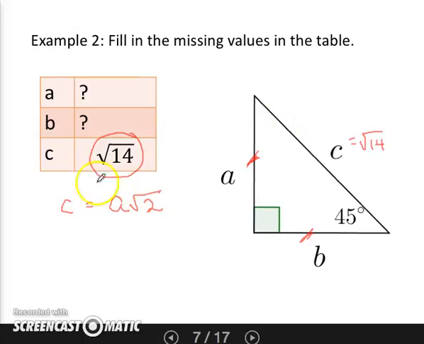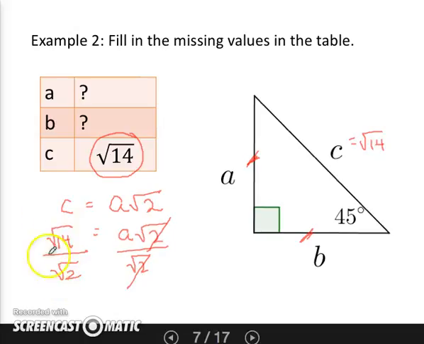So let's substitute in a value for C. We have C is the square root of 14. That must equal A times the square root of 2. Now we can divide both sides of the equation by the square root of 2. On this side, they cancel.